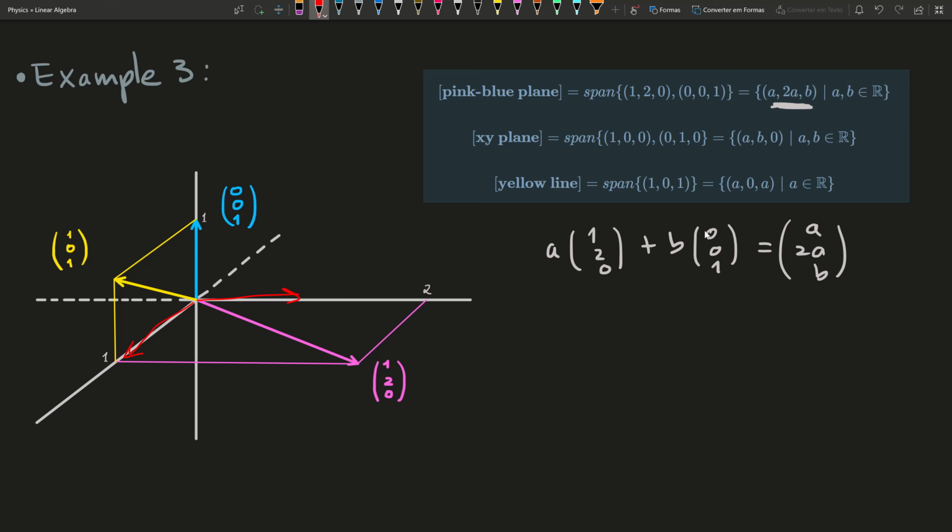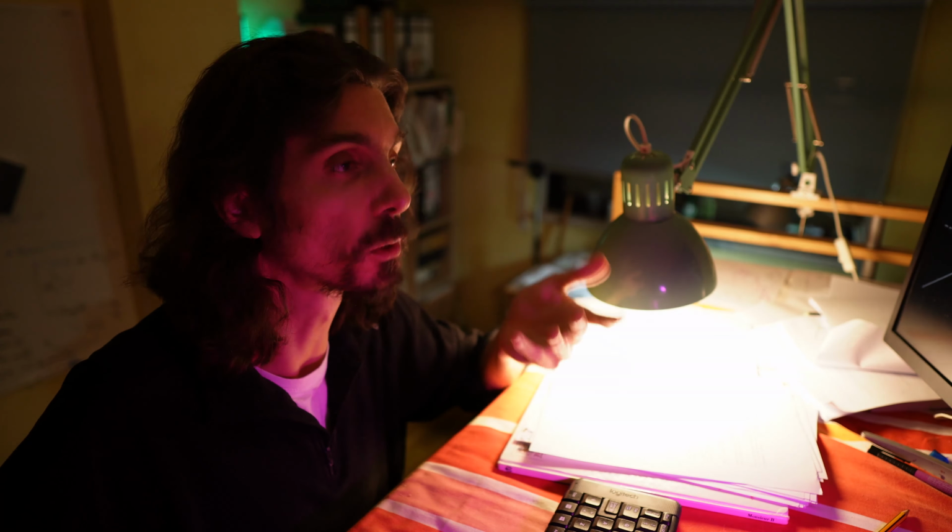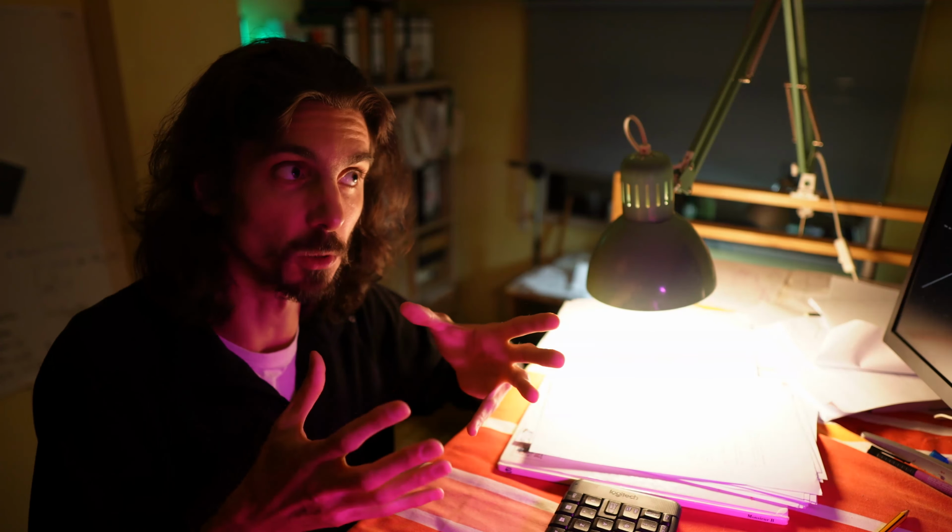Finally, the yellow line. While these two vector spaces are two-dimensional, this vector space is just one-dimensional, because it is spanned by just one vector, (1, 0, 1). So it's a line that contains the yellow vector here. Of course, it has the form (a, 0, a). All of these are examples of subspaces of the entire R3, the three-dimensional space, because all of these vector spaces that you find here in this list are subsets of it.